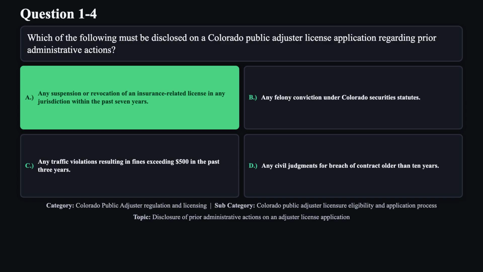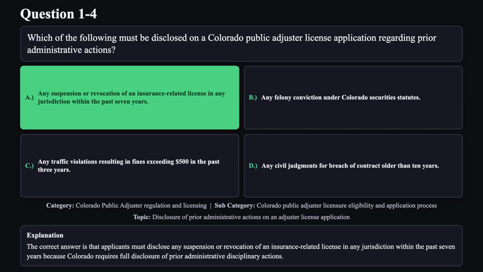The correct answer is A. The correct answer is that applicants must disclose any suspension or revocation of an insurance-related license in any jurisdiction within the past 7 years, because Colorado requires full disclosure of prior administrative disciplinary actions.